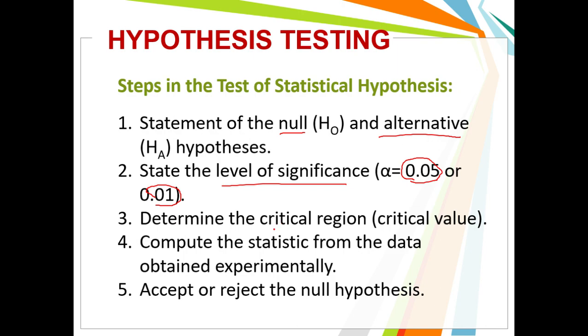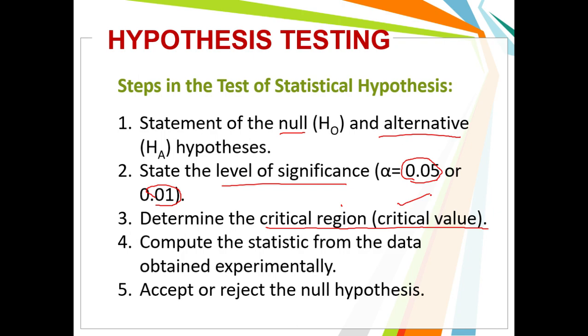Then number 3, determine the critical region. Later on, once we do the problem solving, we will be drawing a standard normal distribution, the bell-shaped curve. On our bell-shaped curve, we will be shading or drawing the acceptance or rejection region. That is what we call the critical value. On our curve, we can see whether to accept or not, or how we decide.